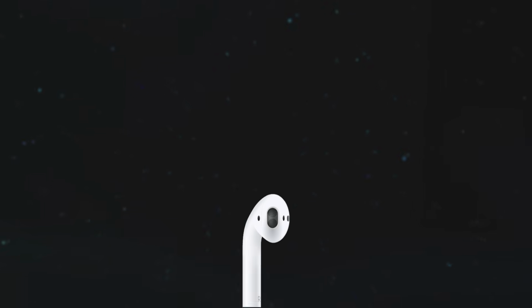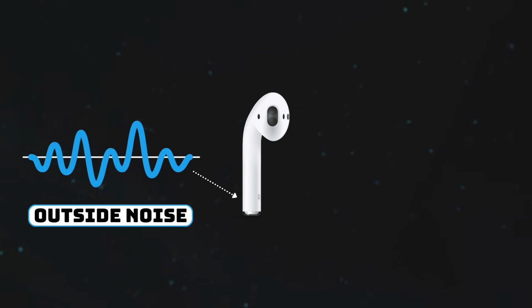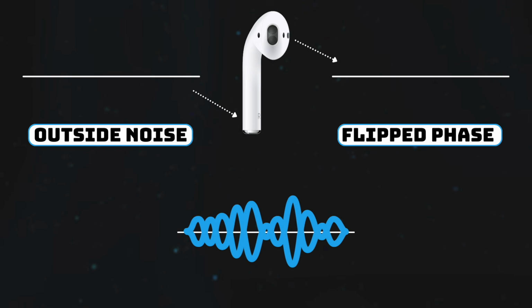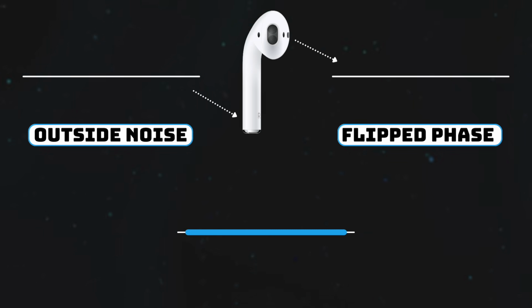These tiny little AirPods have microphones in them, so it listens to what's around you. Then there's a little computer inside that takes that sound, flips the phase, and then plays the new sound into your ears so it cancels out the outside noise.